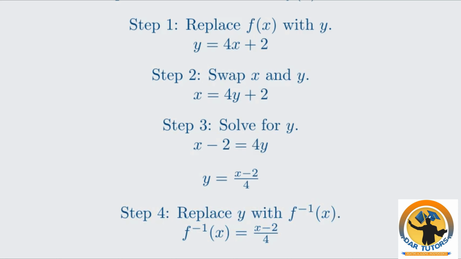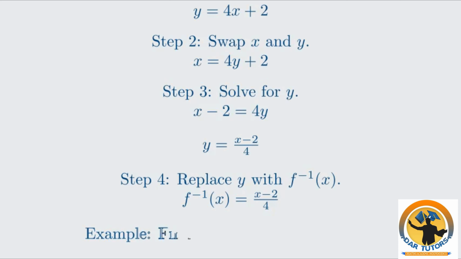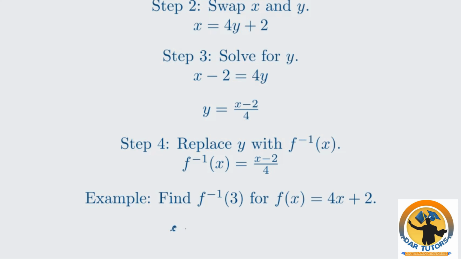Now let's evaluate this inverse function at a specific point, say x equals 3. We want to find f inverse of 3. We simply substitute 3 into the inverse function we just found. So f inverse of 3 equals 3 minus 2 all over 4, which simplifies to 1 over 4.